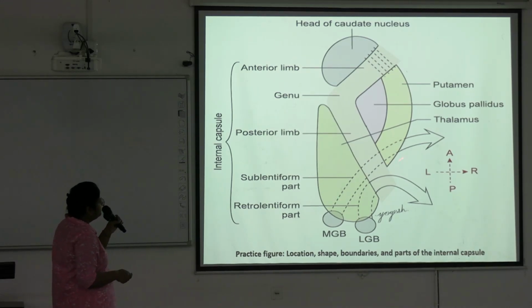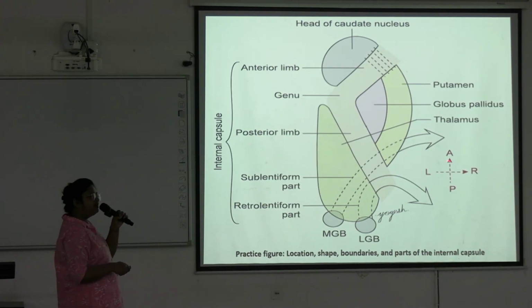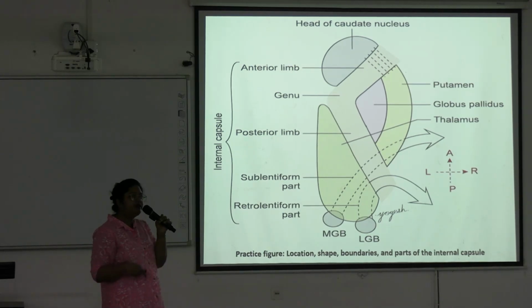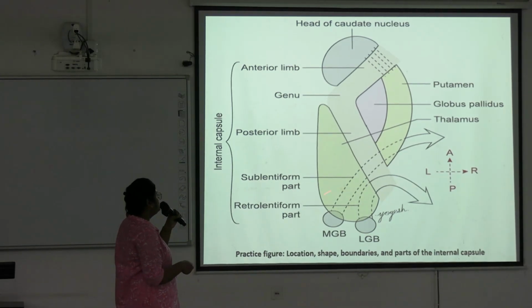See here, the sublentiform part connects the medial geniculate body with the hearing center. The retrolentiform part connects the lateral geniculate body to the visual cortex. The lateral geniculate body is responsible for our vision and is part of the optic pathway, and the medial geniculate body is part of the auditory pathway.